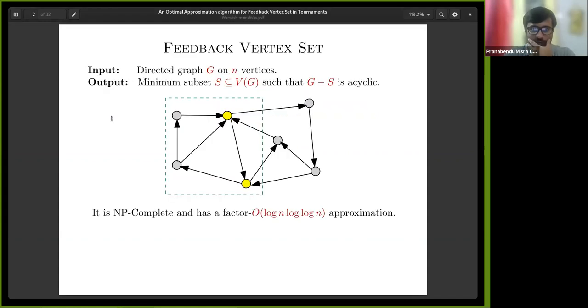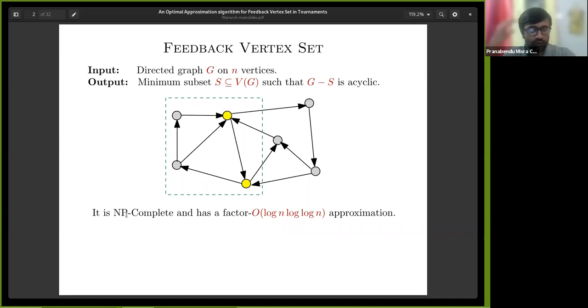Yeah, so just to remind you what the problem is. So this is the classic feedback vertex set problem. So your input is a directed graph, so maybe something like this. And so this directed graph has many cycles. So I don't know, maybe this is a cycle here. And your objective is to basically get rid of these cycles by removing a few vertices. So in this example, if you remove these two vertices in yellow, then the remaining graph is acyclic. I at least hope so.